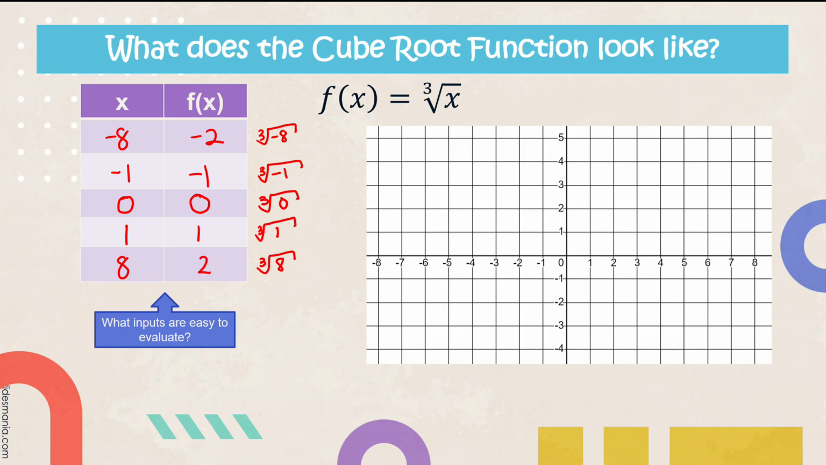So you might be thinking, wow, this looks a lot like a parabola because there's a lot of mirroring going on, but they're not mirroring exactly the same. So -8, -2; -1, -1; 0, 0; +1, +1; and +8, +2. So this does not look like a U. It looks more like an S because it's not reflecting exactly opposite. It's going diagonal from it. And that's what a cube root function looks like.